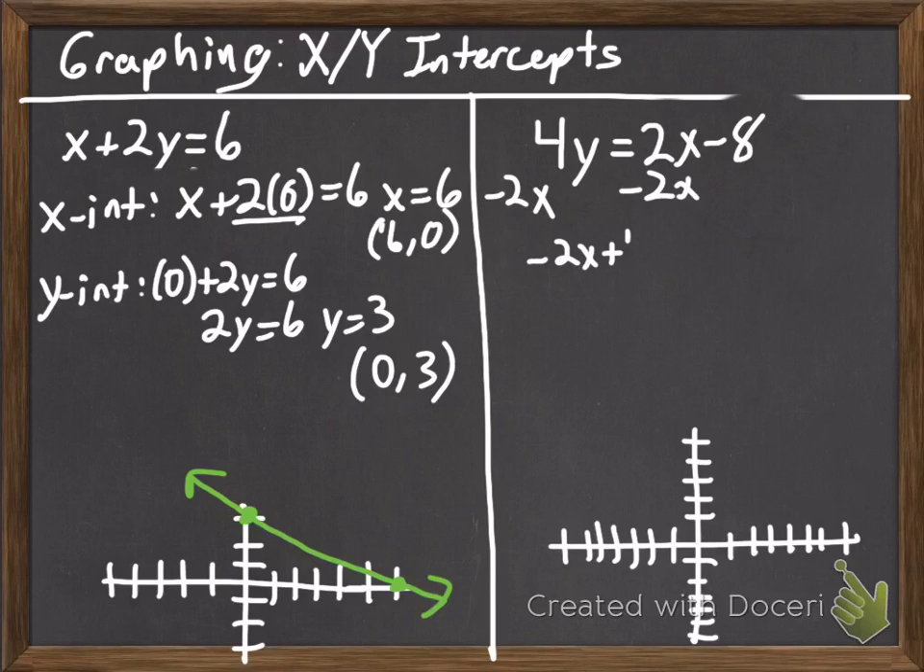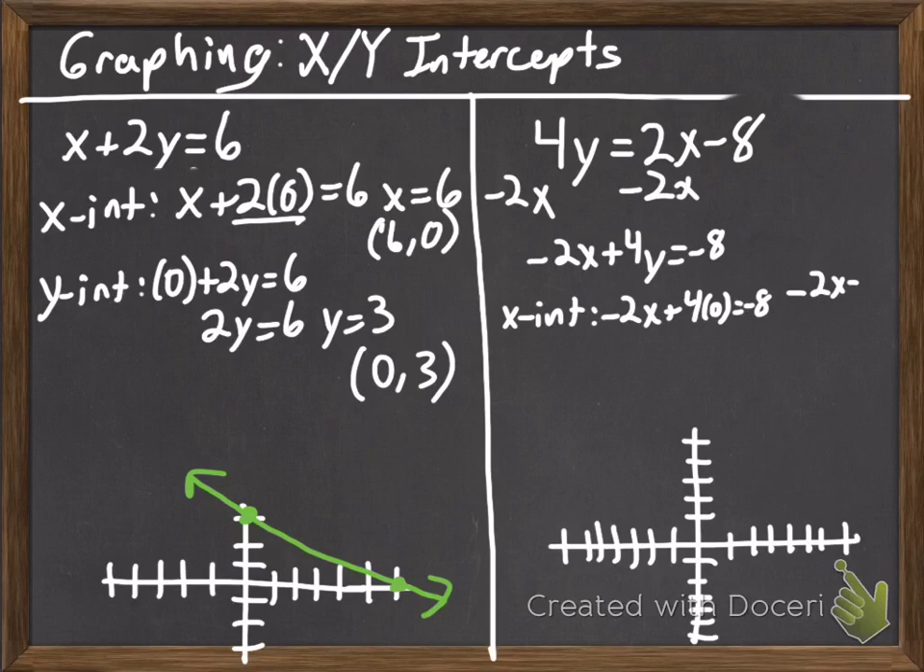Negative 2x plus 4y equals negative 8. And then it's the same idea as we did before. We're going to find the x-intercept. So we get negative 2x plus 4 times 0 equals negative 8. Negative 2x equals negative 8. So x equals 4. So that intercept is (4, 0).